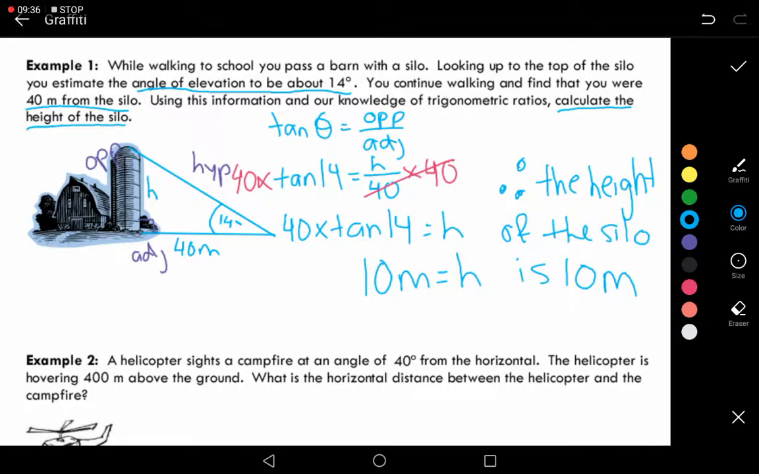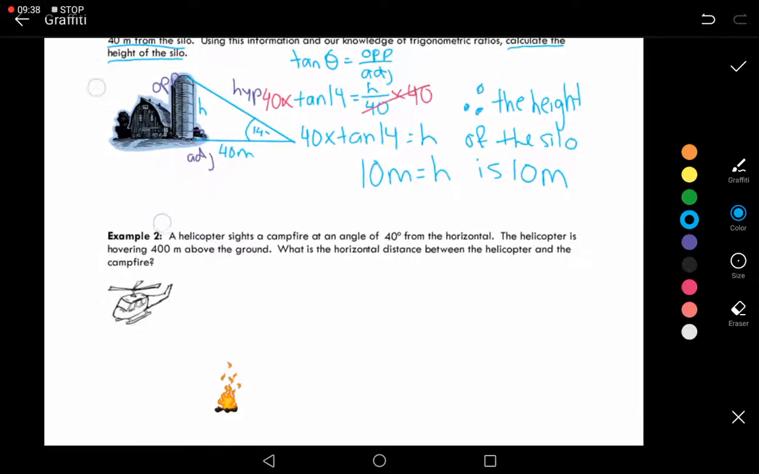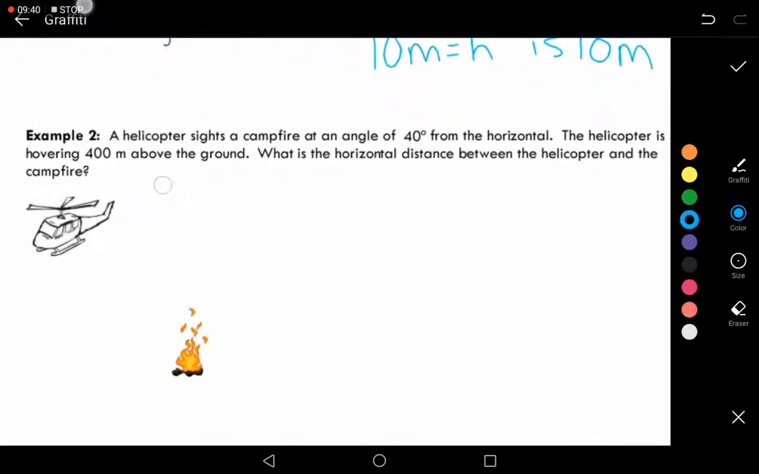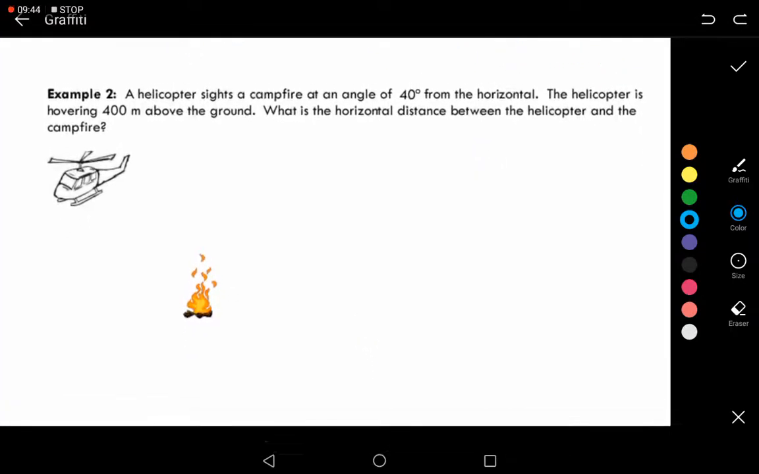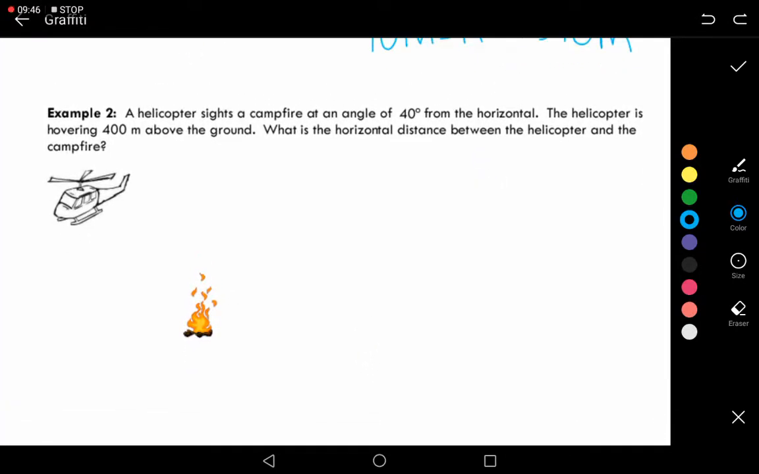So let's move on to the second one here. Example 2 says a helicopter sights a campfire at an angle of 40 degrees from the horizontal. The helicopter is hovering 400 meters above the ground. What is the horizontal distance between the helicopter and the campfire?